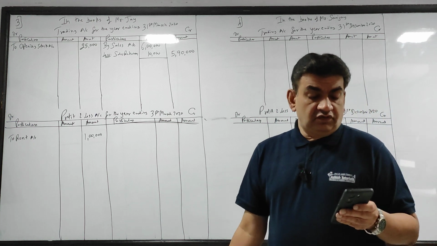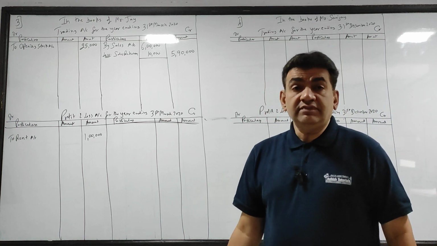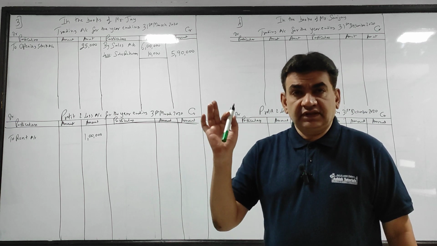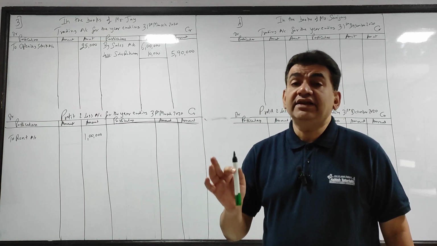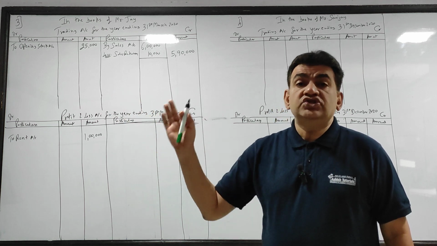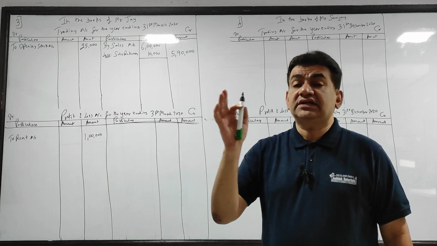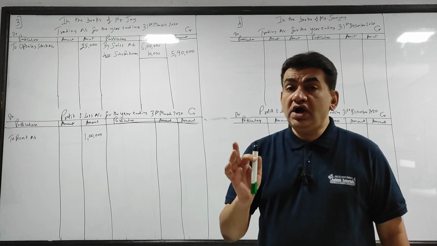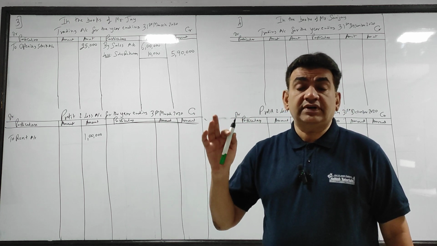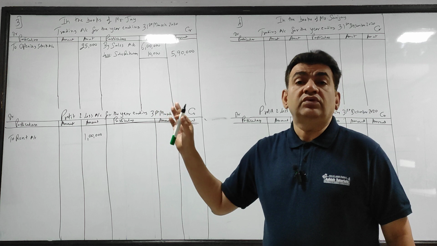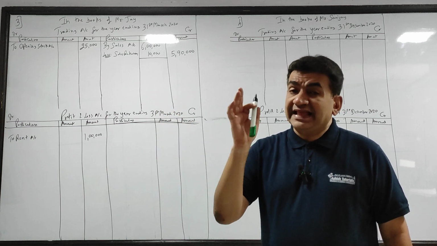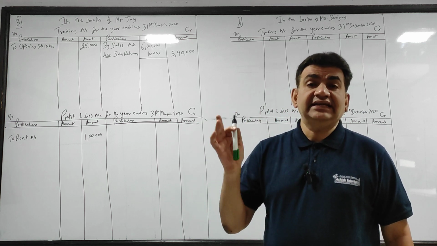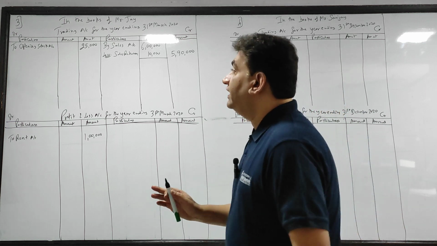Carriage inward. What I told you? Carriage inward means transportation. Carriage means transportation and inward means matlab coming in. So carriage inward is the transport charges paid on purchase of goods. What I told you, all direct expenses connected with purchase of goods will be debited to trading account. So carriage inward, it is a direct expense connected with purchase of goods. So you will debit trading account.